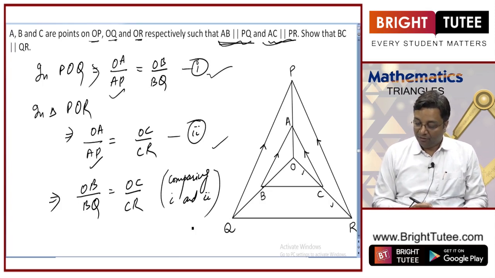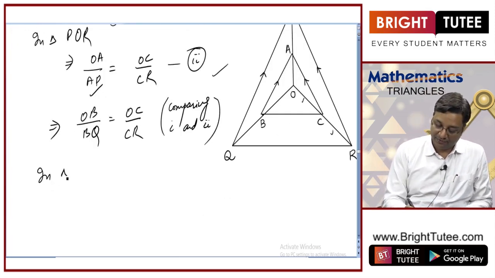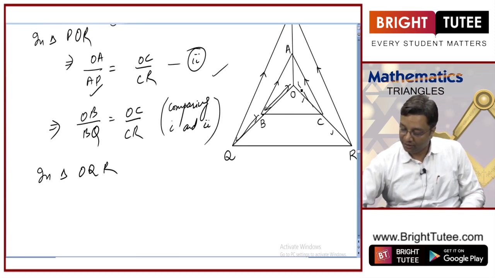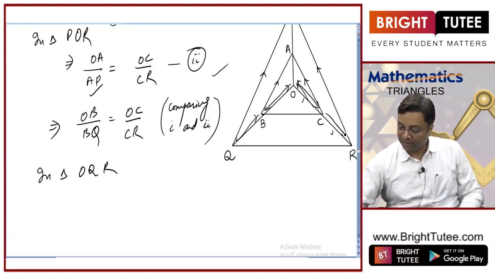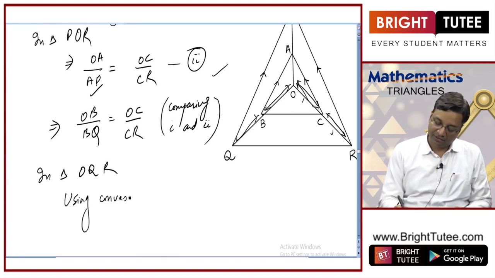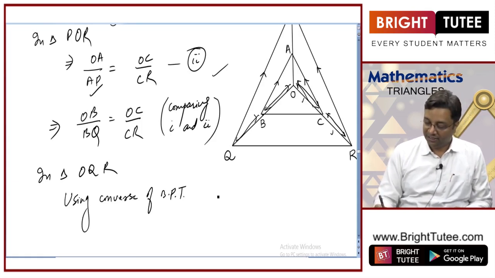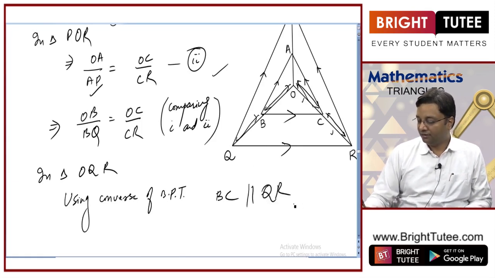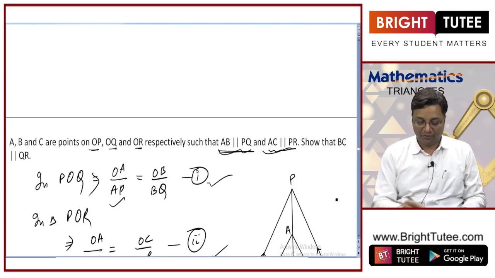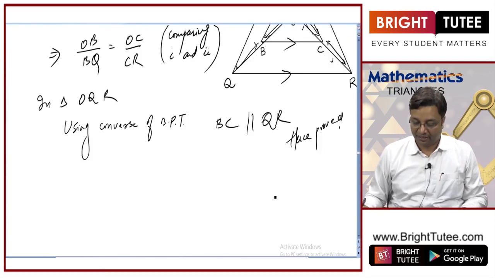Okay. Now look at this. In triangle OQR, OB by BQ is equal to OC by CR. So using the converse of basic proportionality theorem, we can say BC is parallel to QR, hence proved. Right? We had to prove that BC is parallel to QR.